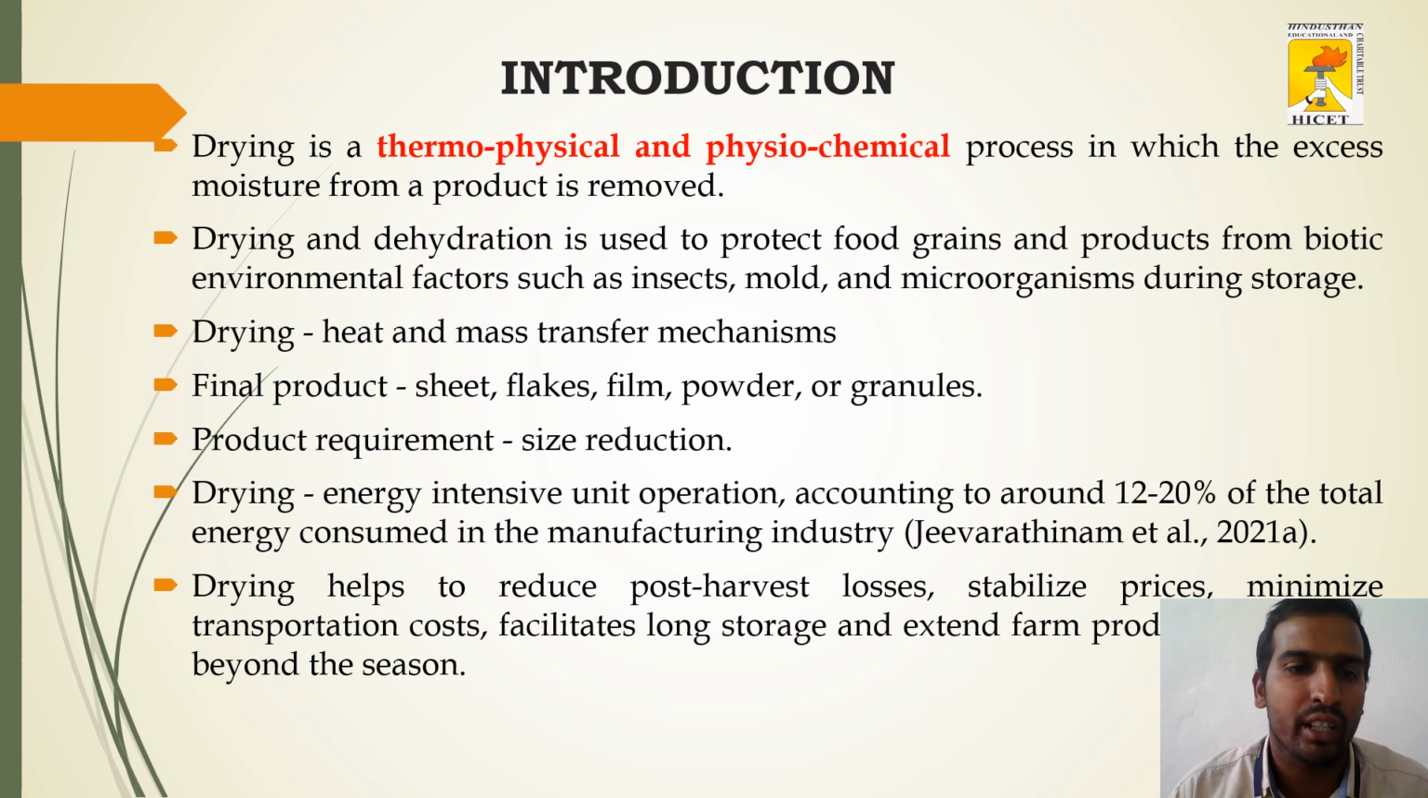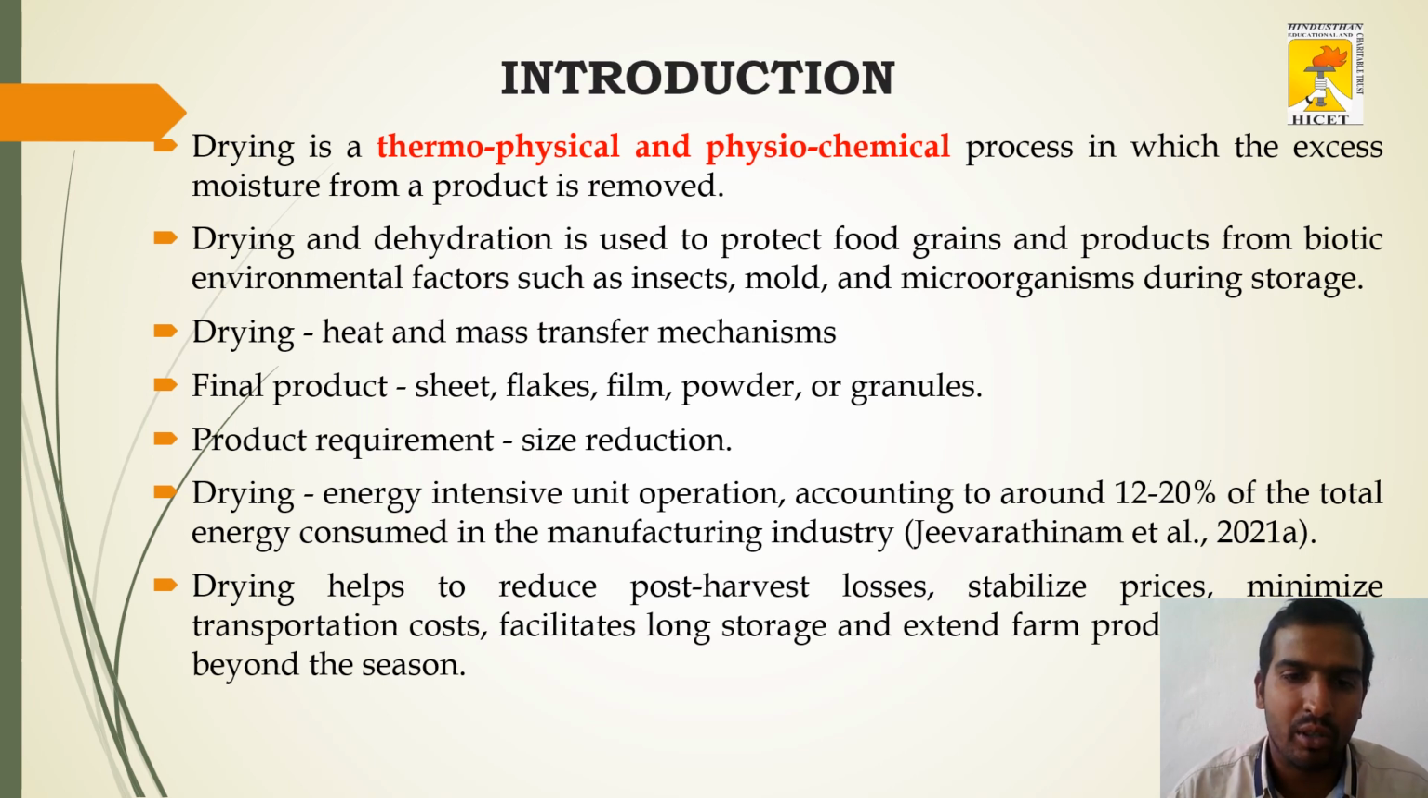and the end product will be sheets, flakes, films, powders, or granules. Based on our requirement, if we involve a size reduction operation like hammer mills, burr mills, or ball mills, the product can be converted into a powder. Or if we need flakes, we can go for certain other kinds of operations.